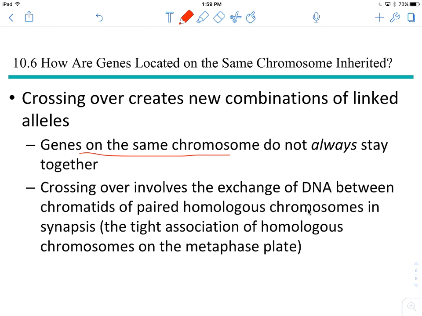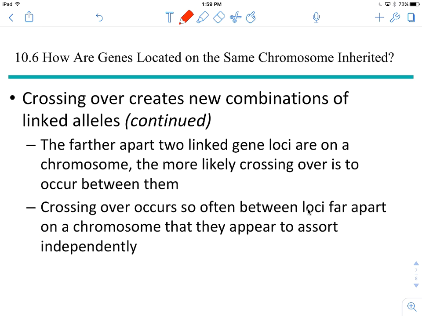Genes on the same chromosome do not always stay together. Sometimes crossing over occurs between pairs of homologous chromosomes, again during synapsis. And the interesting thing about this is that basically the farther apart two gene loci are, the more likely crossing over is to occur between them.